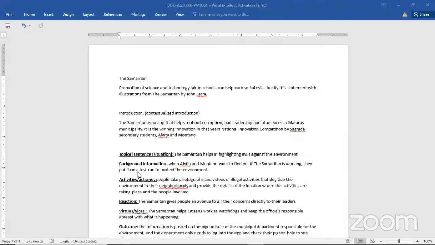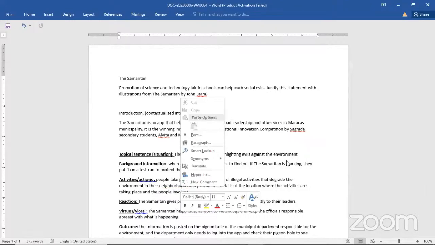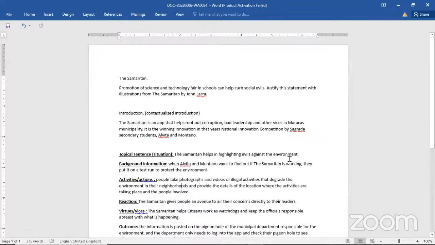What are the actions or activities that now take place to bring this out? So people take photographs and videos of illegal activities that degrade the environment in their neighborhoods and provide the details of the location where the activities are taking place and the people involved. So these are the activities that lead us to this part, that the Samaritan is helping in highlighting evils against the environment. I'm also picking this again from the text.